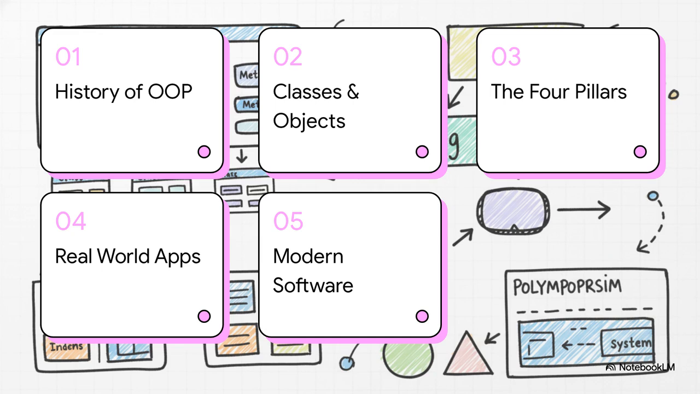So here's our roadmap for today. We'll kick things off with a brief history of OOP, demystify classes and objects, dive into the 4 pillars of OOP, check out some real-world applications, and finally, look at how all of this scales into modern software.